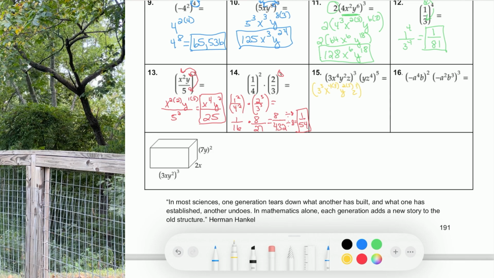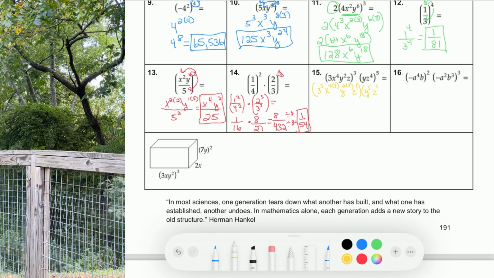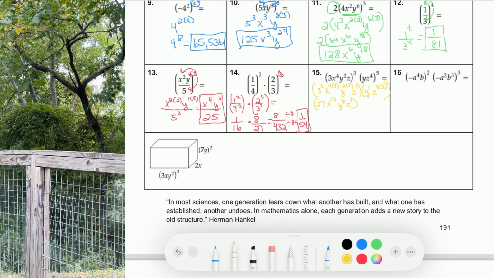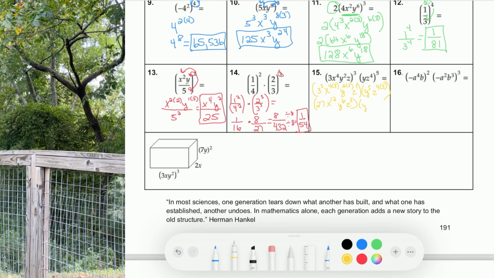Our next parentheses, I'm going to distribute the 5. So I get y to the power of 5, z to the power of 4 times 5. Now I need to simplify these. So 3 to the power of 3 is going to be 27. And then x becomes x to the power of 12, y to the power of 6, z to the power of 3. Keep that in parentheses because I haven't done the multiplying between the two parentheses yet. And then I get y to the 5th, z to the power of 20.